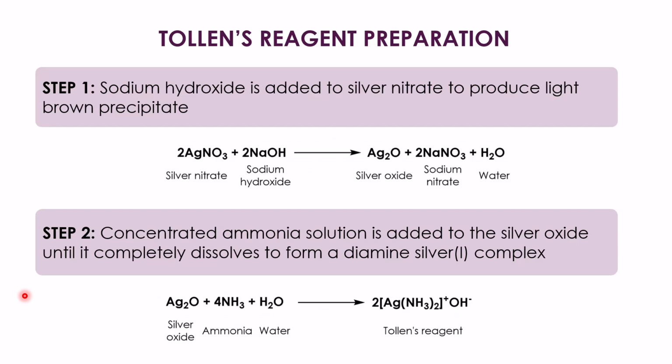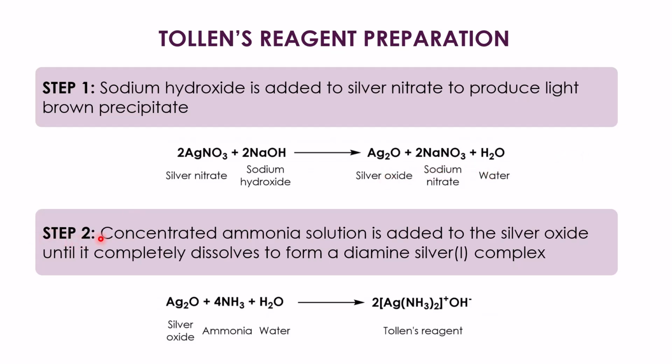So let's see how to prepare Tollens' reagent. It basically involves 2 steps. In the first step, sodium hydroxide is added to silver nitrate to produce a light brown precipitate of silver oxide. So as you can see, this is our silver nitrate reacting with sodium hydroxide to produce silver oxide, which is seen as a light brown precipitate, and sodium nitrate and water.